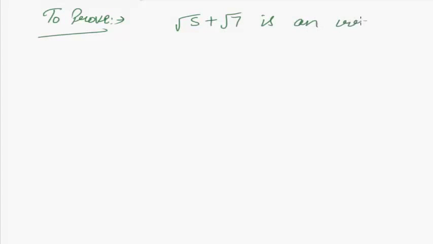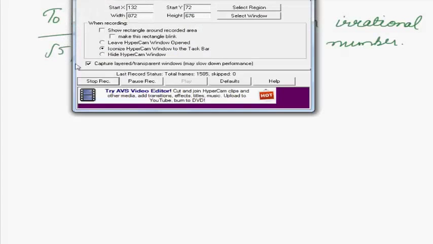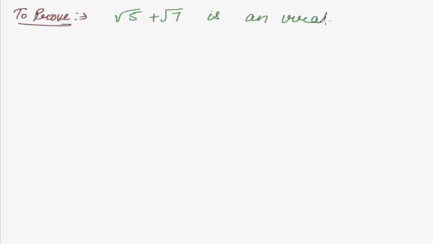Friends, similarly we can be asked another question like, to prove under root 5 plus under root 7 is an irrational number. We know that under root 5 and under root 7, to prove under root 5 plus under root 7 is an irrational number.